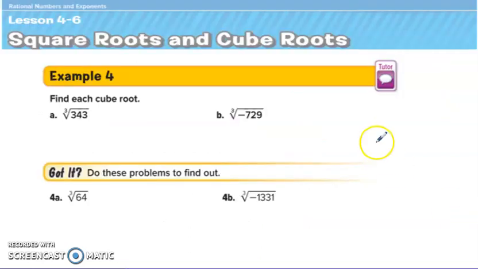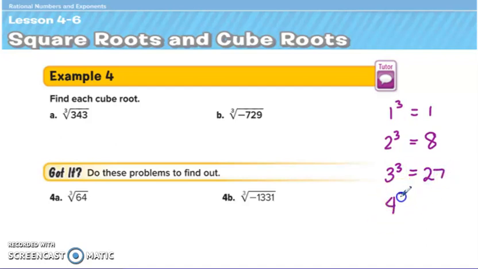Okay, now cube roots. There are some perfect cubes that I know, and so you should list these down too. We know that 1 cubed equals 1. 2 cubed equals 8. 3 cubed equals 27. 4 cubed equals 64. 5 cubed equals 125. Let me let you catch up there. 6 cubed equals 216.